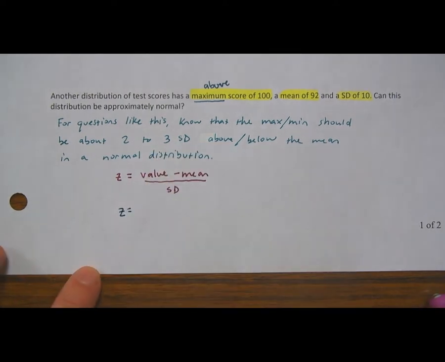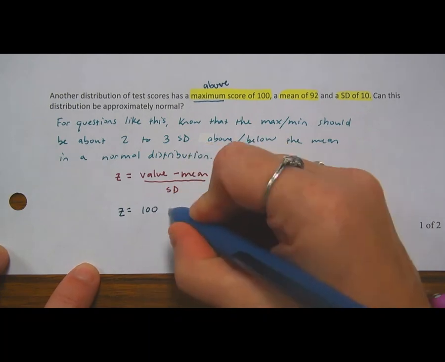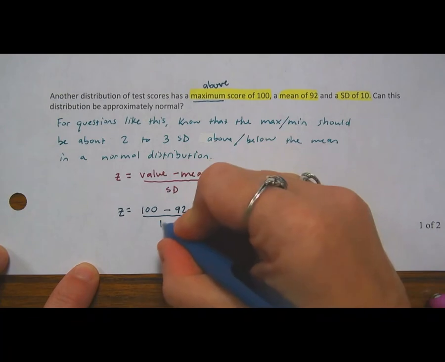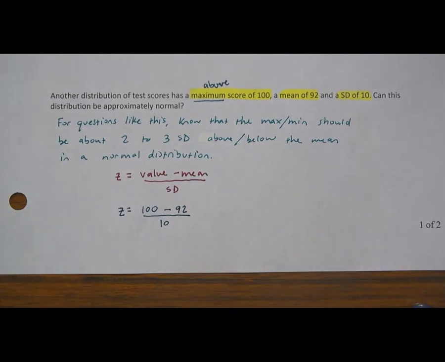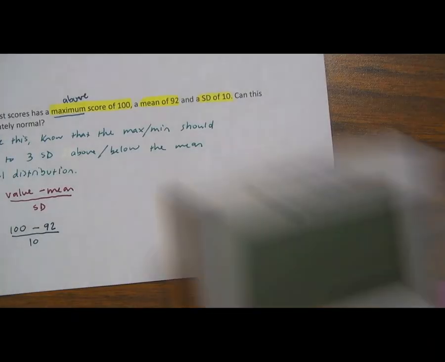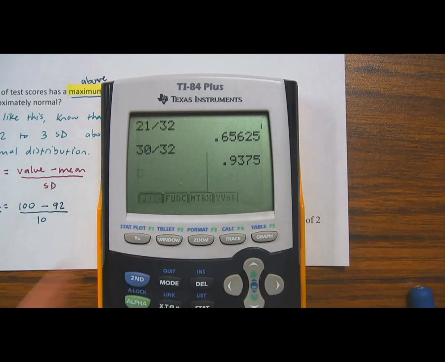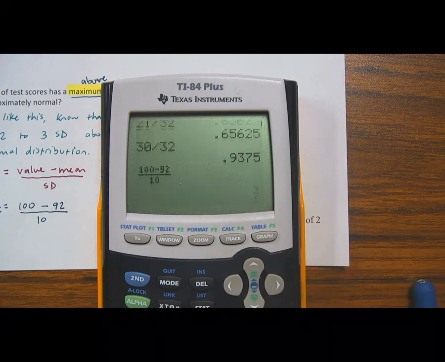Well, the value that they gave us was the maximum score of 100. The mean is 92, and the standard deviation is 10. Now, I know that the maximum value should be sitting 2 to 3 standard deviations above the mean. So I know I should get a positive answer, because negative would indicate below the mean. It should be positive, and it should be somewhere in the 2 to 3 range. So let's calculate it. Do you remember how to get your fraction template? Alpha y equals enter. Or some of you can just put 8 on the top, because you're smart like that.